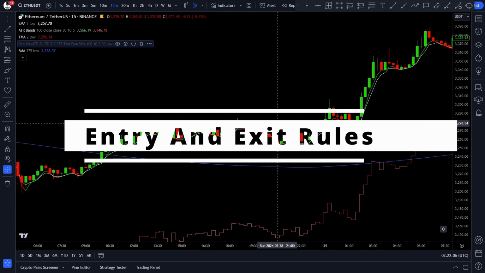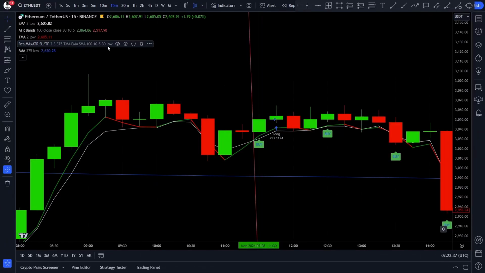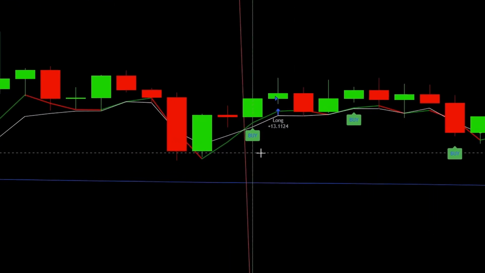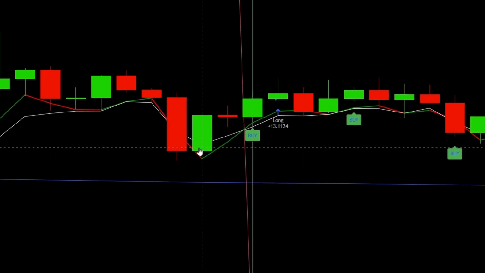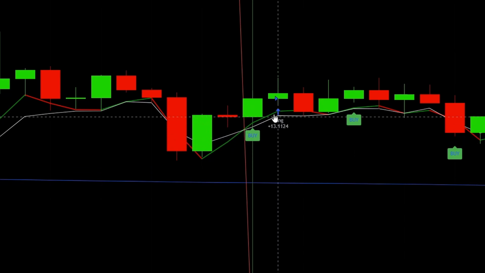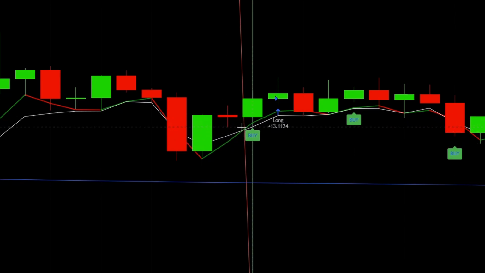I just made visible our strategy script so we can see where the real entries would have been. Now we can see the buy signals, which signals that all the rules are met for a valid long entry. For a valid long entry, first the TMA, which is this red-green line, needs to cross above the EMA line, which is this white line.